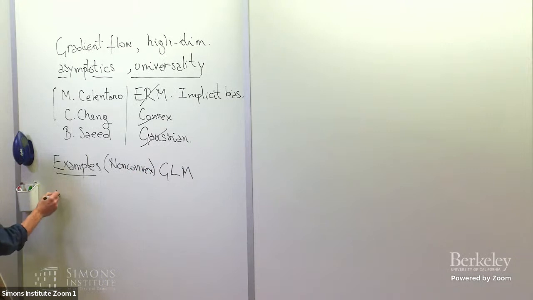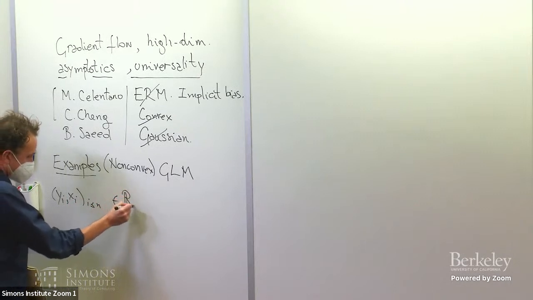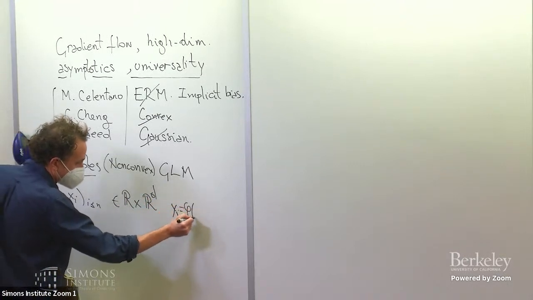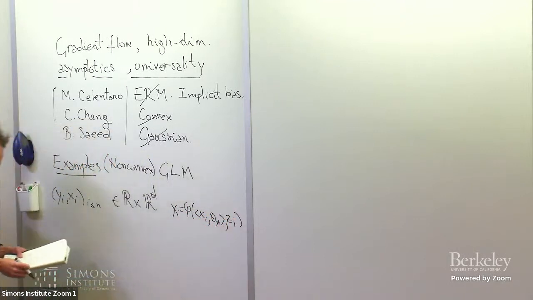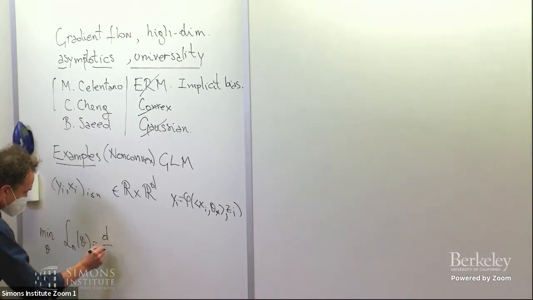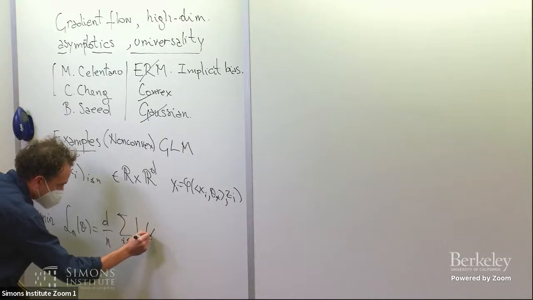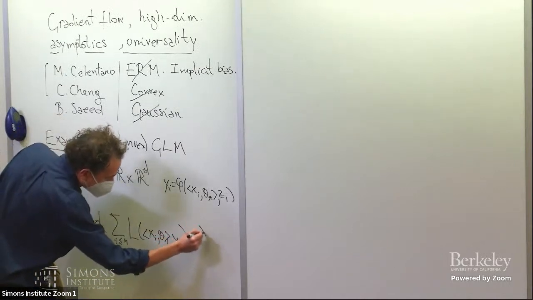What do I have in mind? I have data, responses and feature vectors, and perhaps these data are some function of noise variables. And then the way we fit this data is we try to minimize over some vector theta in R^d some loss function, with this scaling, plus perhaps some regularizer.